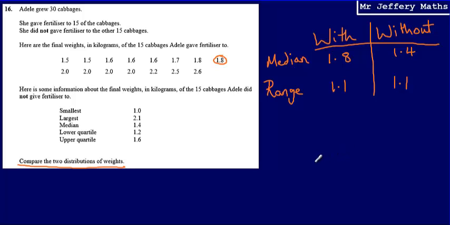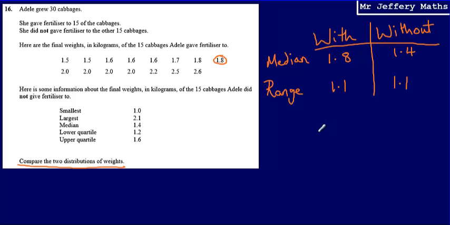And then what I can now say is that we can infer something from this. We can say that the median is greater with fertiliser than without, and the range is the same for with fertiliser and without fertiliser. So the inference that this is giving us, because the measure of spread is the same, but the median is larger, is that, without doing any further testing, it gives an indication that the difference between these medians is fairly reliable.